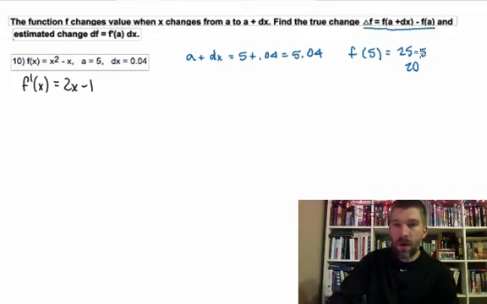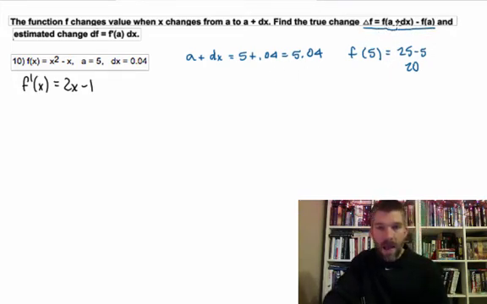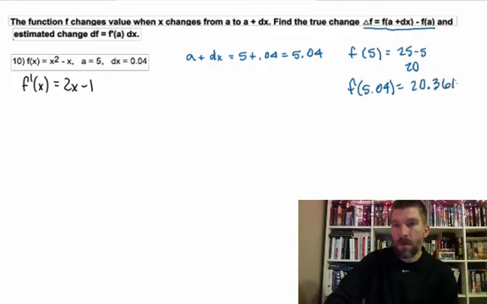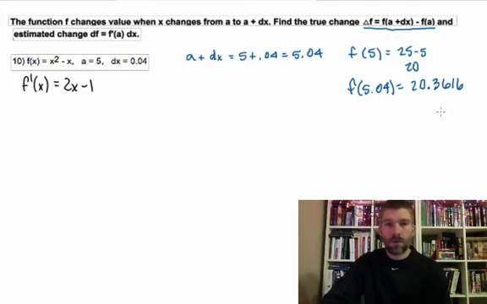All right, so let's go ahead and work that out. f of a plus dx minus f of a. So here's what we're going to have: f of 5.04. And when you work that out, I get 20.3616. Punch it into your calculator, unless you want to square 5.04 by hand. And then knock your socks off. That's good practice.